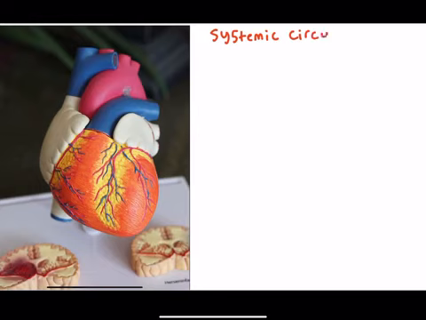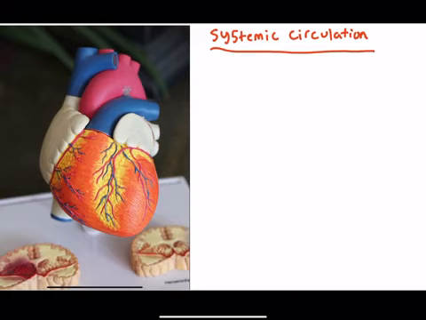Alright, so if you remember, the last video that I made was on the pulmonary circulation of the heart, and if you haven't watched that yet, I would strongly suggest you do, because systemic circulation is a continuation of pulmonary circulation. Last video I talked about how pulmonary circulation occurred at the right side of the heart and in the lungs. And now we're going to be talking about the left side of the heart, which is systemic circulation.